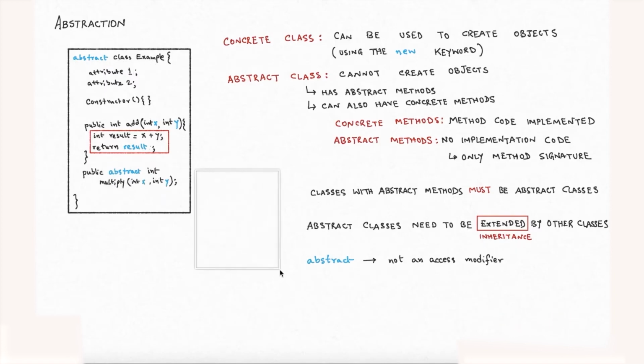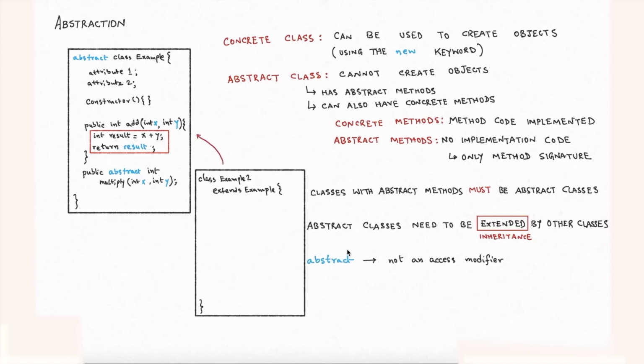Let's say there is a class that is going to inherit from our abstract example class. And let's say the class name is example2. If we want this class to be a concrete class, then it must implement the multiply method. It must have the implementation code of the multiply method.